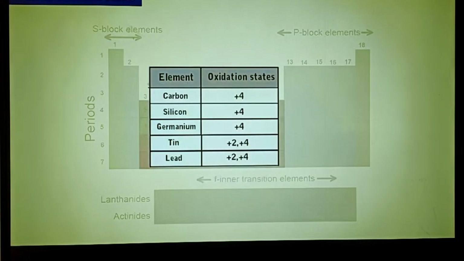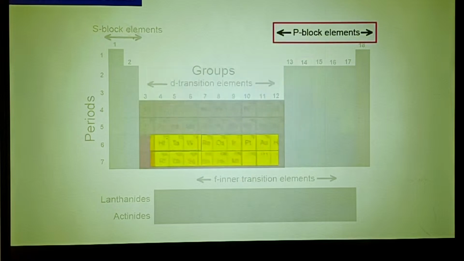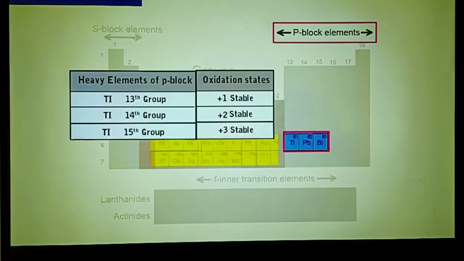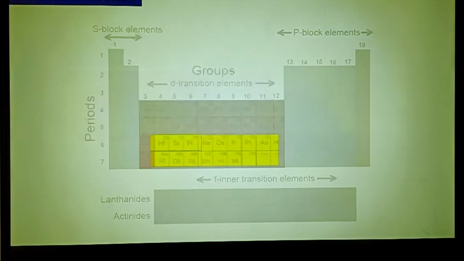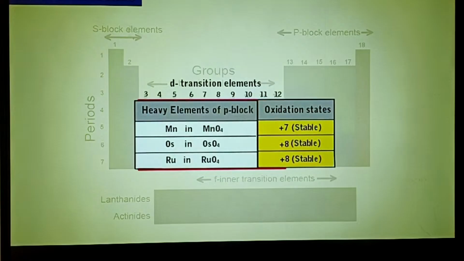On the other hand, tin and lead, which belong to group 14, exhibit oxidation states of +2 and +4. We know that in p-block elements, lower oxidation states are favored by heavier elements because of the inert pair effect. However, in d-block elements, higher oxidation states are more stable for heavier elements.